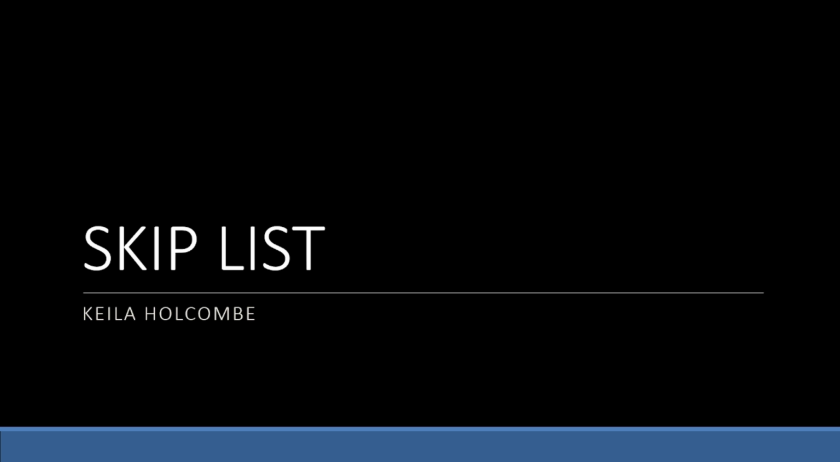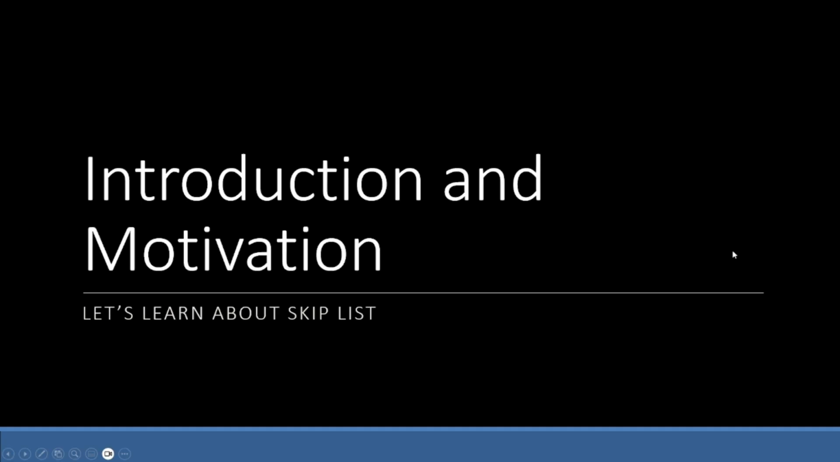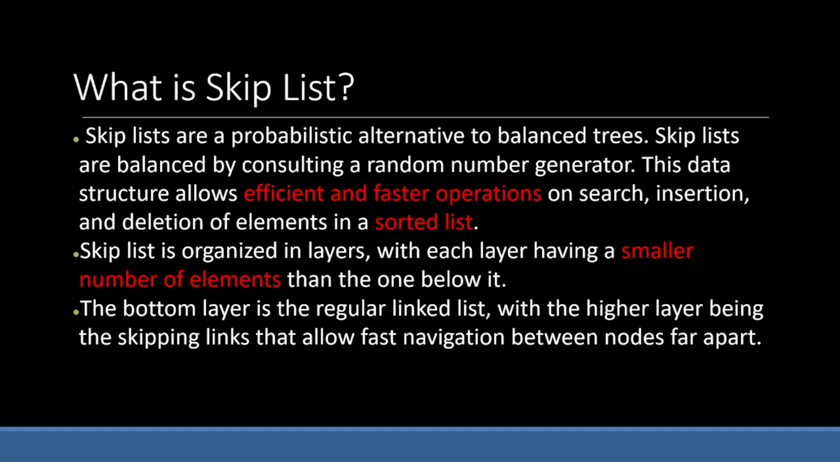Today I'm going to talk about the skip list. First, what is a skip list? A skip list is a probabilistic alternative to a balanced tree, which is balanced by consulting a random number generator. A skip list allows efficient and faster operations on search, insertion, and deletion of elements in a sorted list.